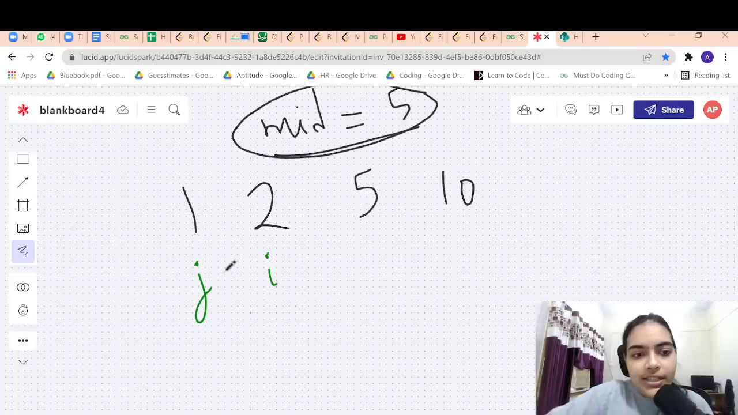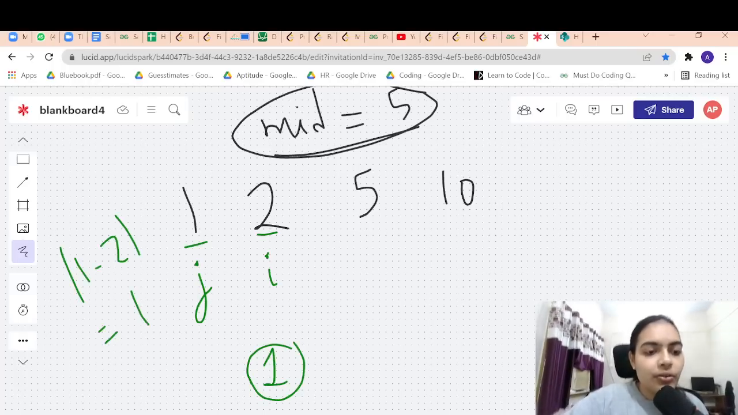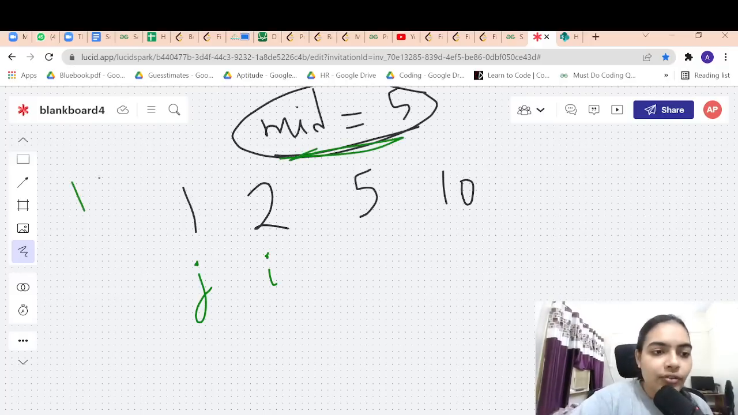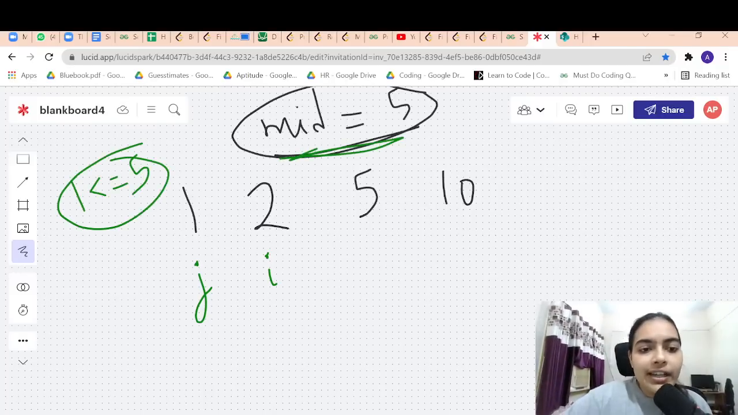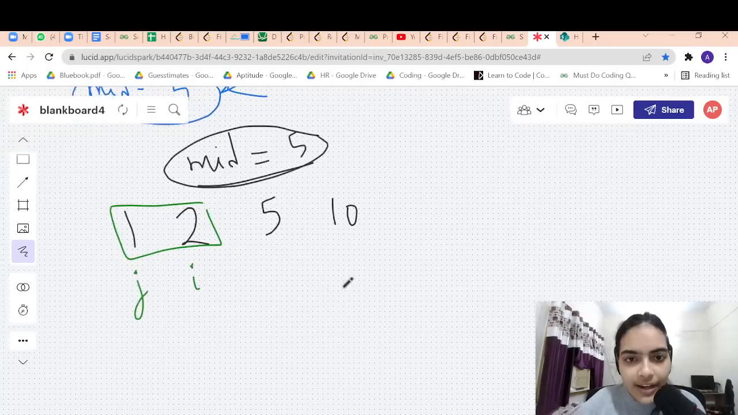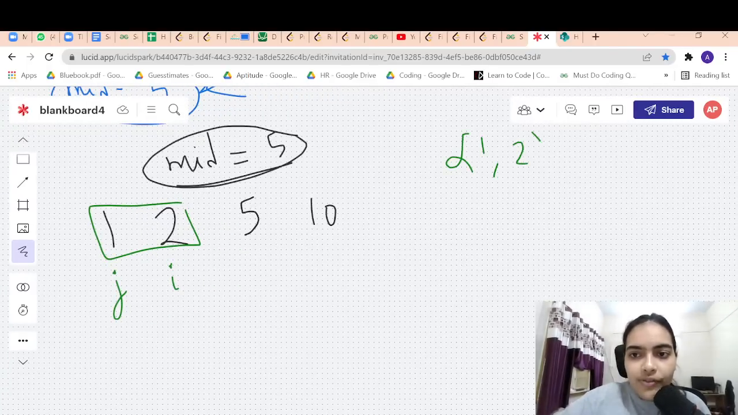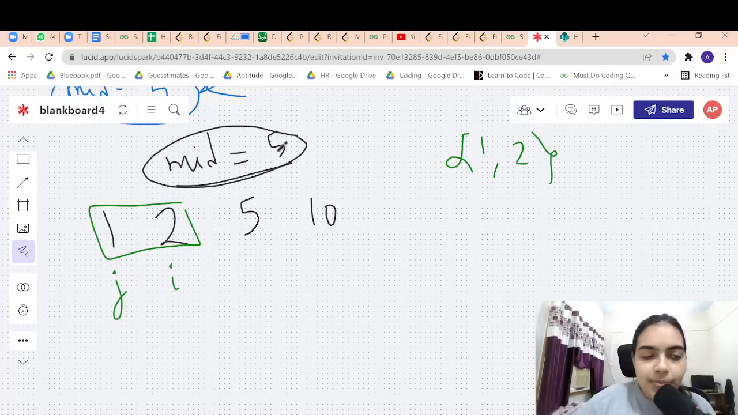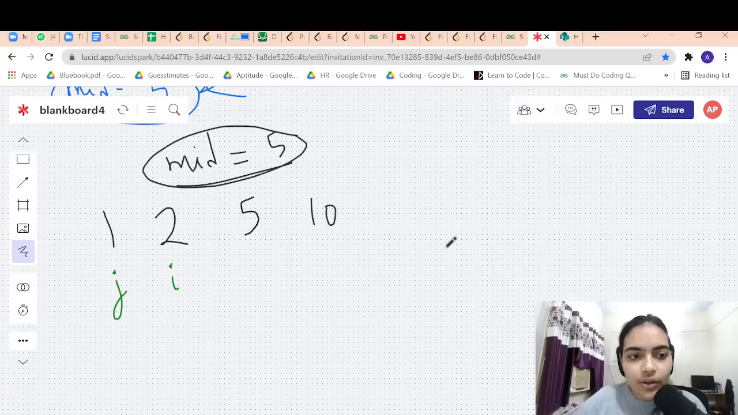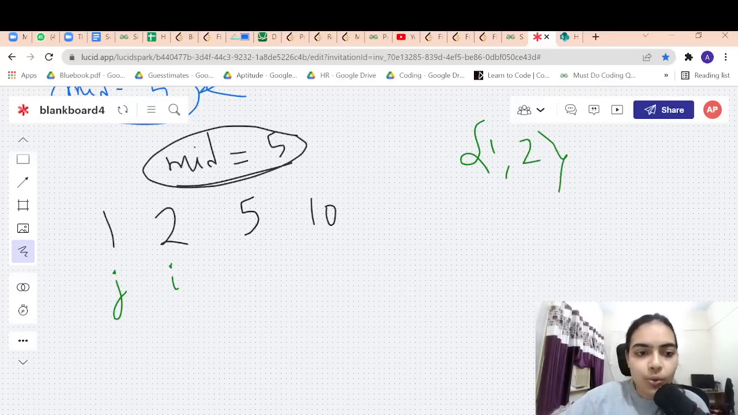Now what is the difference between I and J? Difference is currently 1. See, the absolute difference between 1 and 2 is 1, right? So 1 is less than 5, right? I am checking for 5. 1 is less than equal to 5. So I have one pair. Currently I found one pair, right? So let me write down the pairs. I found one pair that is having absolute difference less than equal to 5, because 1 is less than equal to 5. What is that pair? That pair is 1, 2 as of now, right?